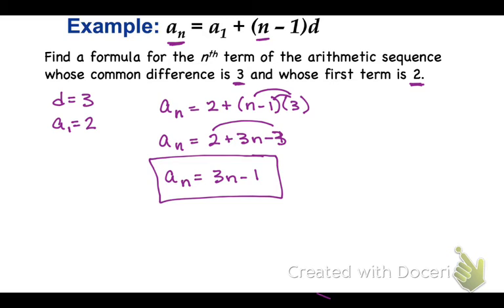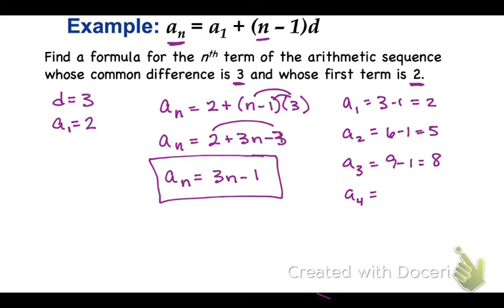Now, can I find the first 5 terms of that? How would I find a sub 1? Plug in 1. So 3 minus 1 is 2. a sub 2 would be 6 minus 1, which would be 5. a sub 3 would be 12 minus 1, which is 11. Now, the only reason I'm doing this is because sometimes when we take 3 times 3, do we get 6?